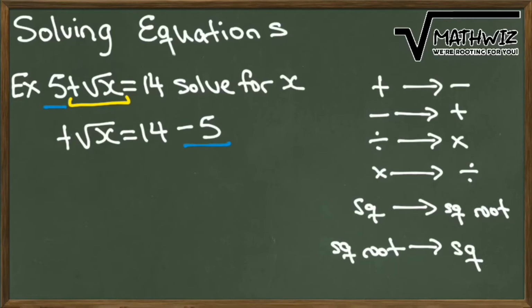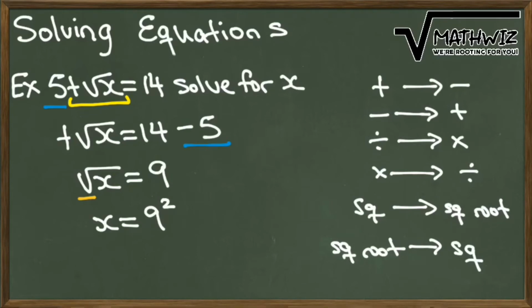Now, you don't need to have plus square root x. You can just have the square root of x. And 14 minus 5 is going to give us 9. And to get rid of the square root, you simply need to square the opposite side. And the square of 9 is not 9 times 2. It is 9 multiplied by itself. So it's 9 times 9, which is going to give you 81.